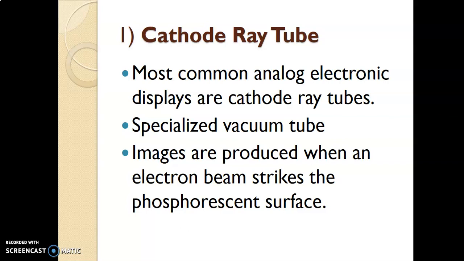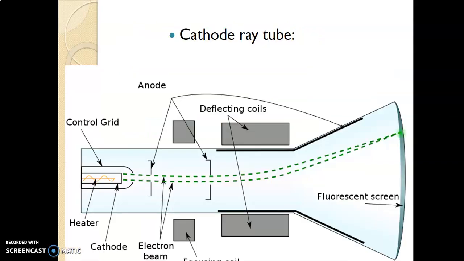It is the most common analog electronic display and it consists of specialized vacuum tubes. Images are produced when an electron beam strikes the phosphorescent surface. This is a diagram of a cathode ray tube. Here you can see the screen, which is coated with the phosphor material. Here we have the heater, which is in red color.